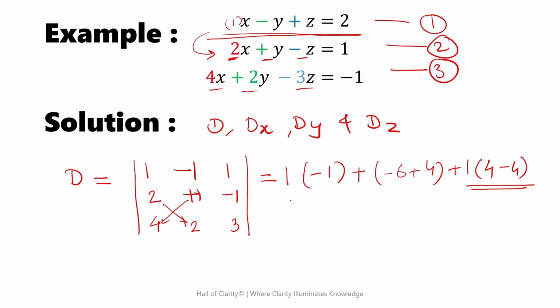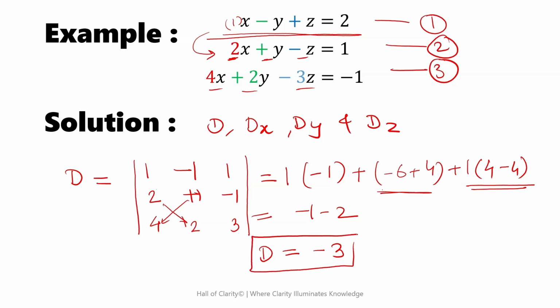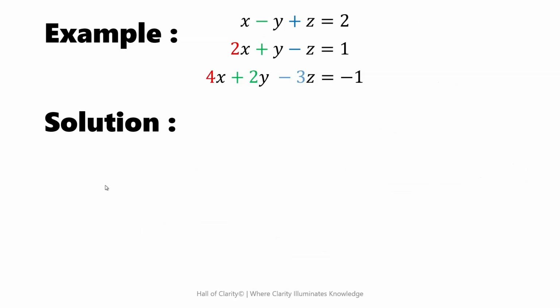This entire term will be 0. What I will get? So the value of d will be minus 3. Now we will find the value of dx.